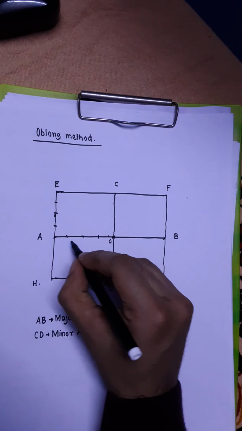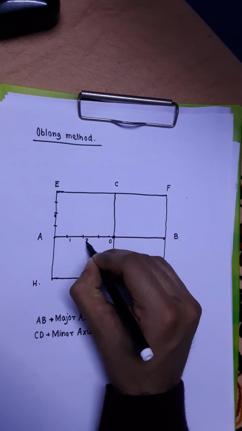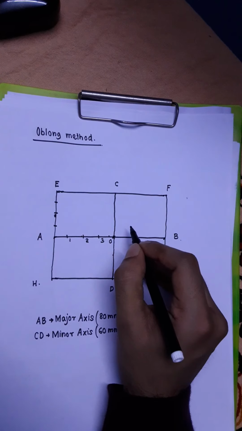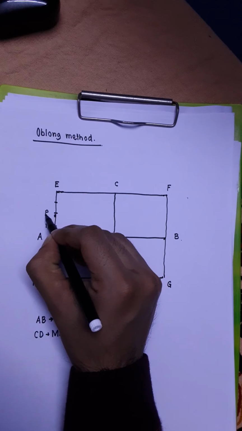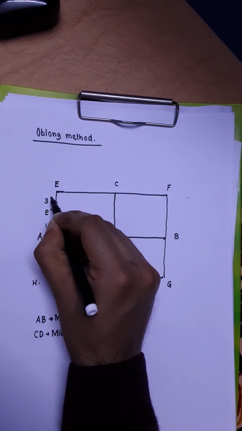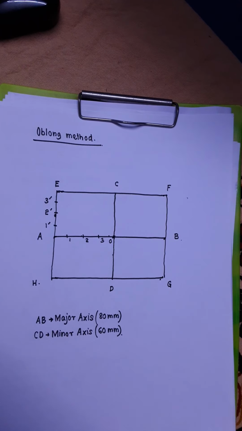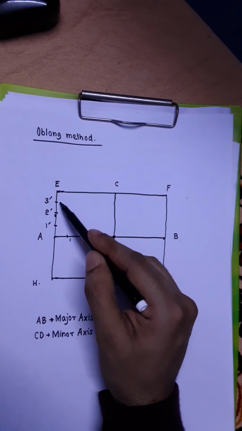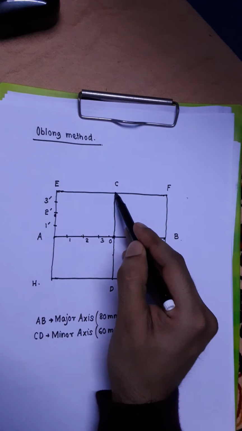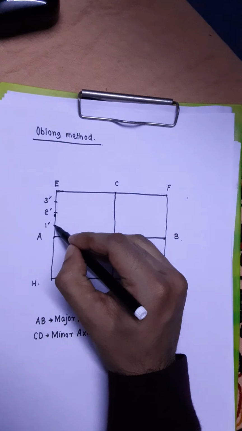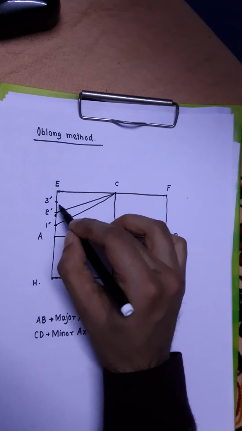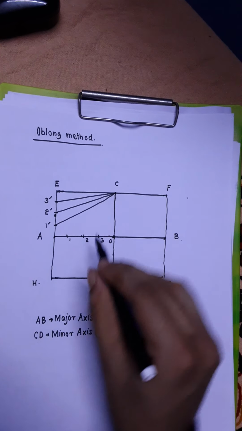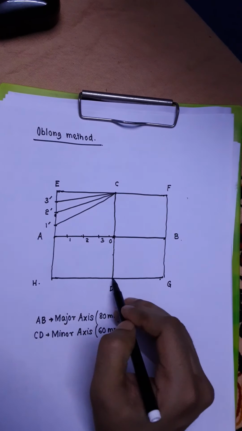Number these division points as 1, 2, 3, and these ones as 1 dashed, 2 dashed, 3 dashed. Now what you do is you join these 3 points with this point like this, and these 3 points you join with this one.